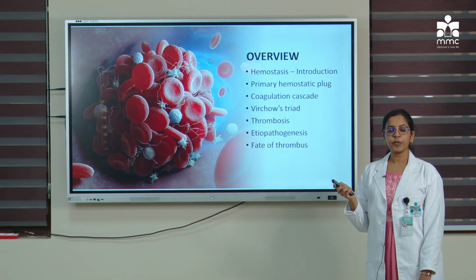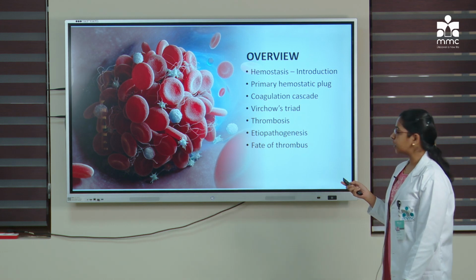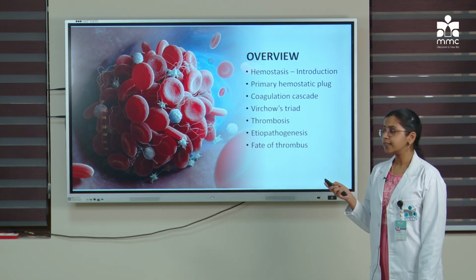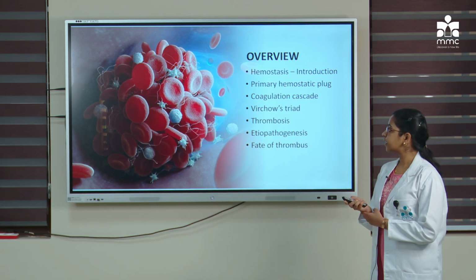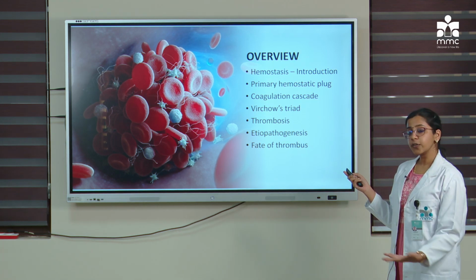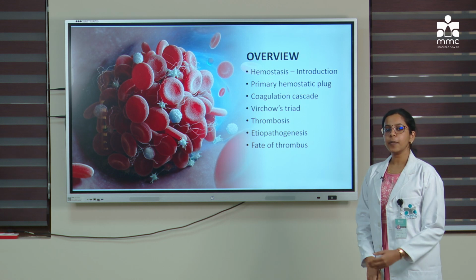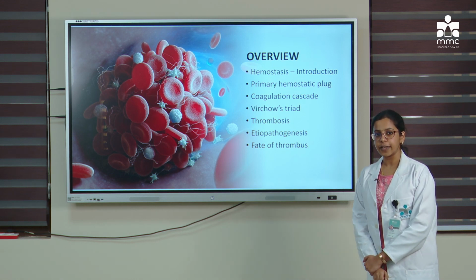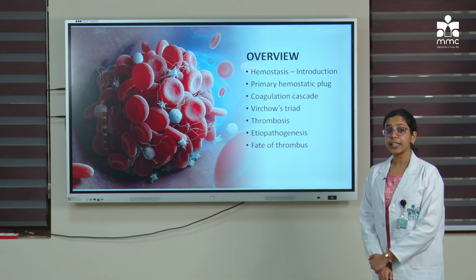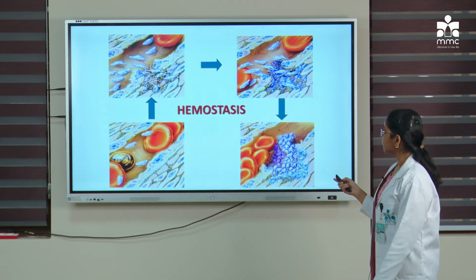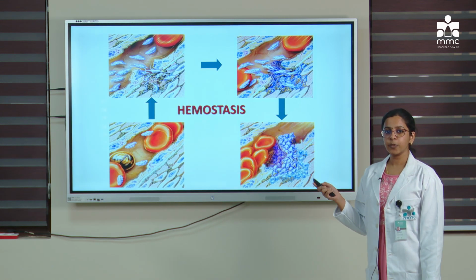And this is a brief overview of today's class. So, first is an introduction into the hemostasis, followed by the primary hemostatic plug formation, secondary hemostasis, which is also called the coagulation cascade, followed by a brief introduction into Virchow's triad, and then we have the thrombosis proper, etiopathogenesis and fate of the thrombus. So, the first one is hemostasis.